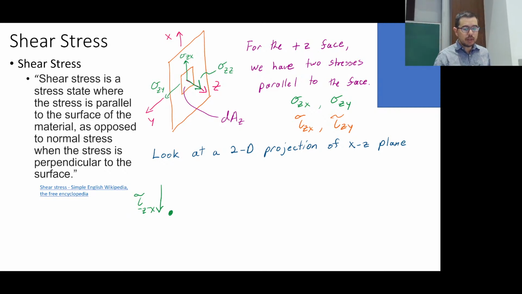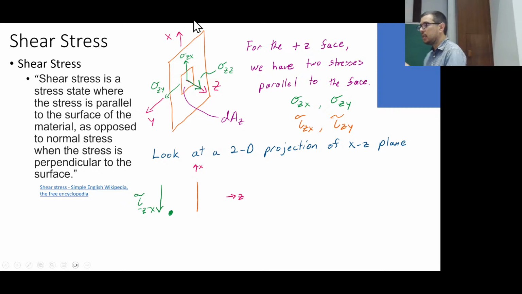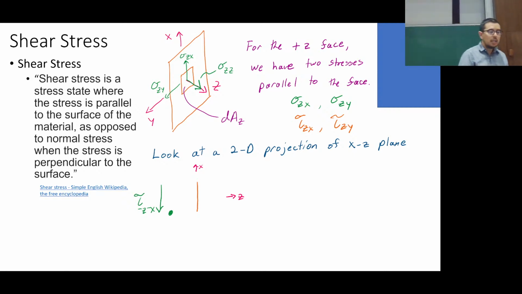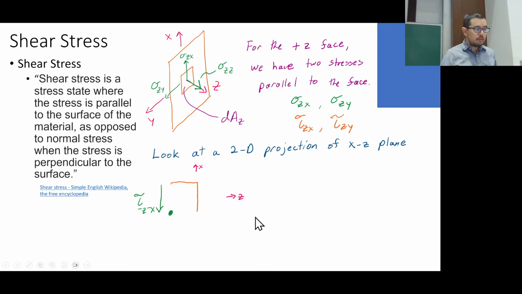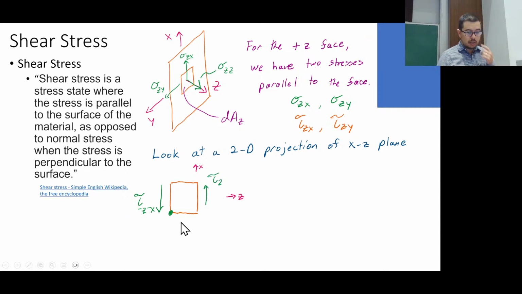So if we look at a 2D projection of the xz plane. What is the xz plane? It would be like this plane coming out here. So I'm looking at this thing, and it's that plane. We can draw out an element with a point, and we have a z direction and an x direction, and we can say there's a tau zx. This is the z face in the x direction. This is the minus z face on this side in the minus x direction.